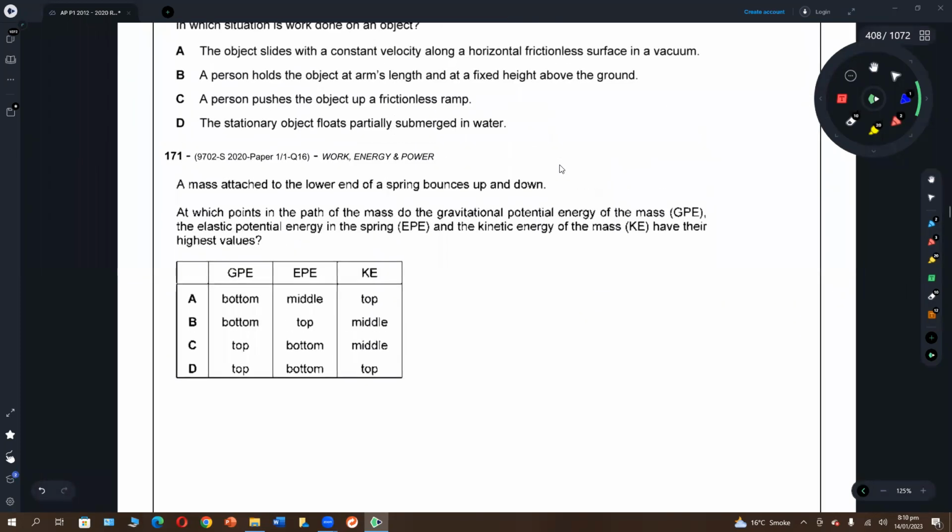Now see this question 171. A mass attached to the lower end of a spring bounces up and down. So I just model it. This is an object and this is a spring. So the question is about a spring. And if I model it here and say it's here and it's moving up and down.